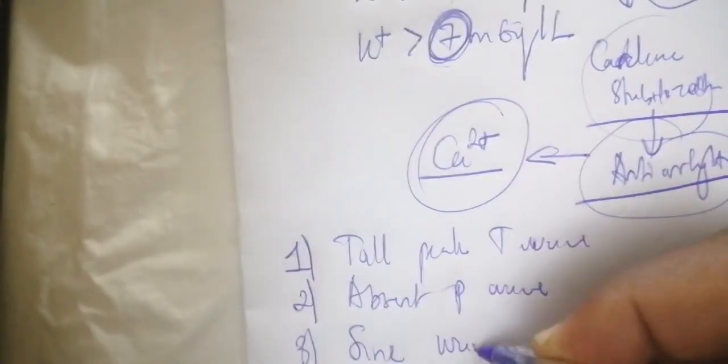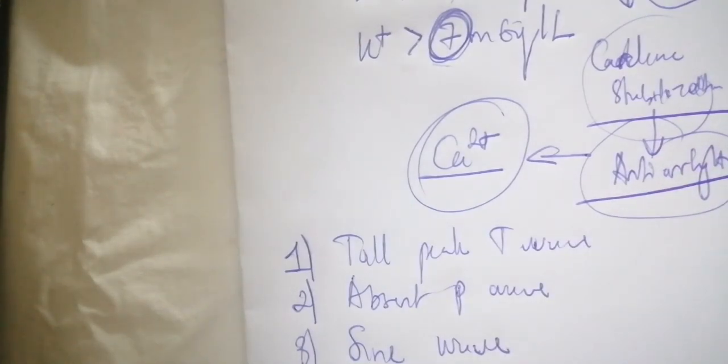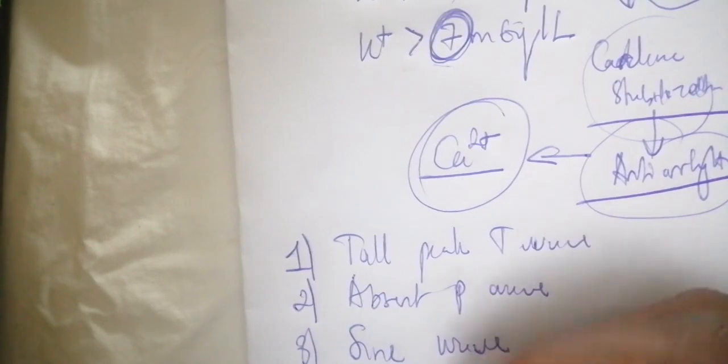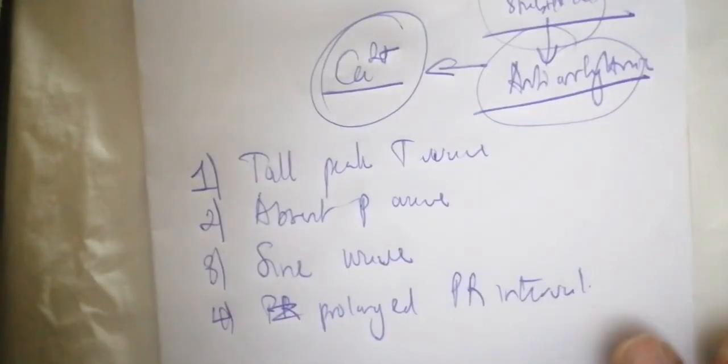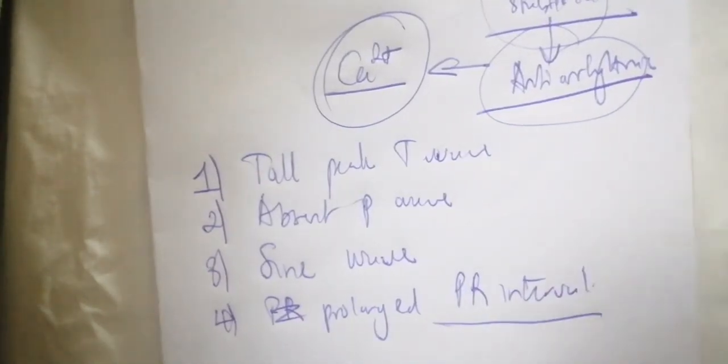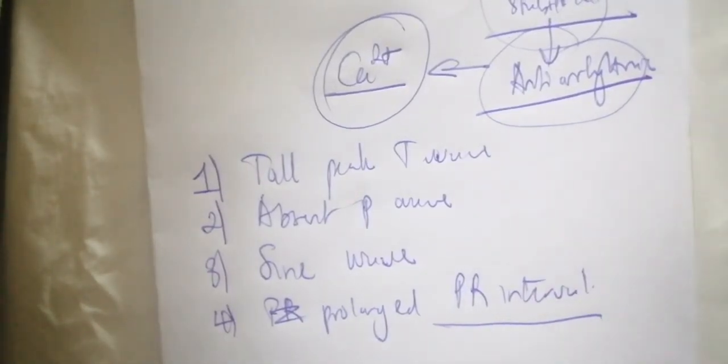The next after that, you have a sine wave. Is it clear? When you have a sine wave formation, it's already very bad. The next thing after that, you have the PR interval prolongation. You have a prolonged PR interval. Is it clear? The prolonged PR interval just tells you that hyperkalemia results in heart blocks. Is it clear? It blocks the heart.